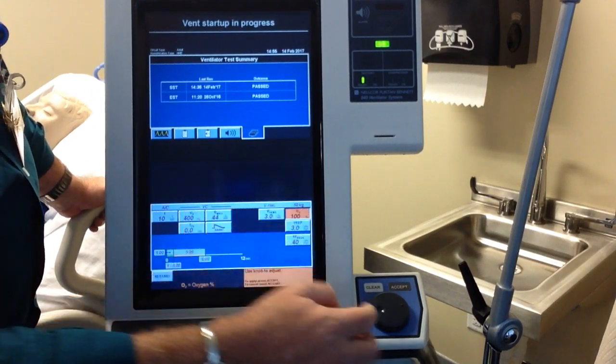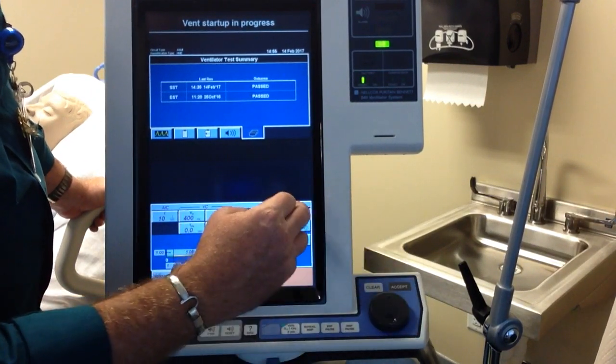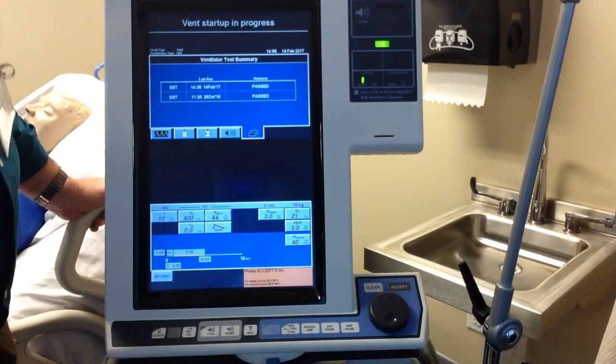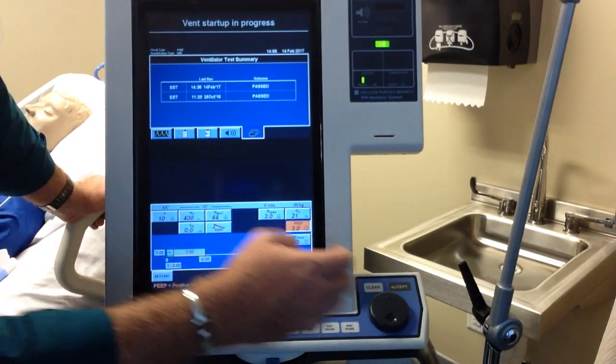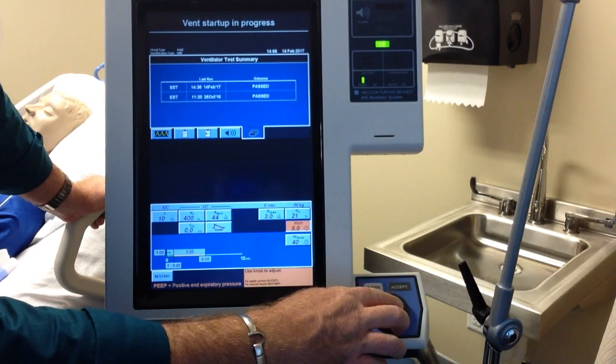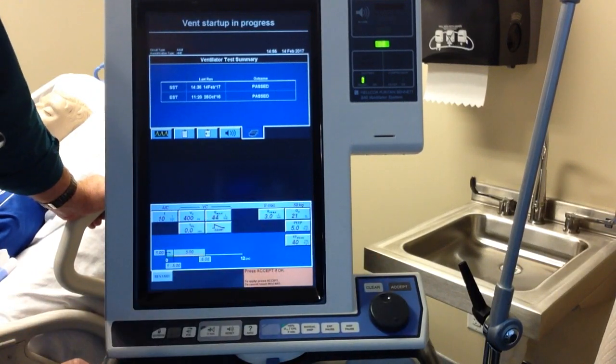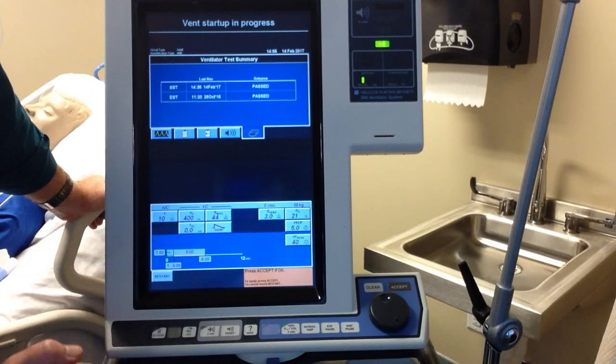Our oxygen is 100%. We don't need that much. We're going to start off at 21. And our PEEP is at 3. I like 5. Okay. No plateau. Flow max is 44.